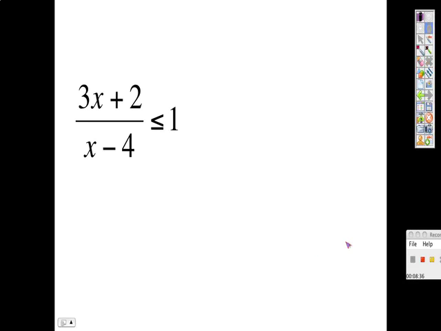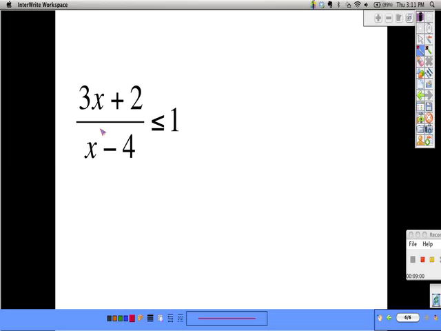Here's another inequality. We want to solve this. Now what I'm going to do is make this equal to 0. I want to be careful not to cross multiply because it's real easy to forget about the fact that there is a value that makes this undefined. So I'm going to go ahead and leave that in this problem. You can do it that way, but I don't really recommend it.